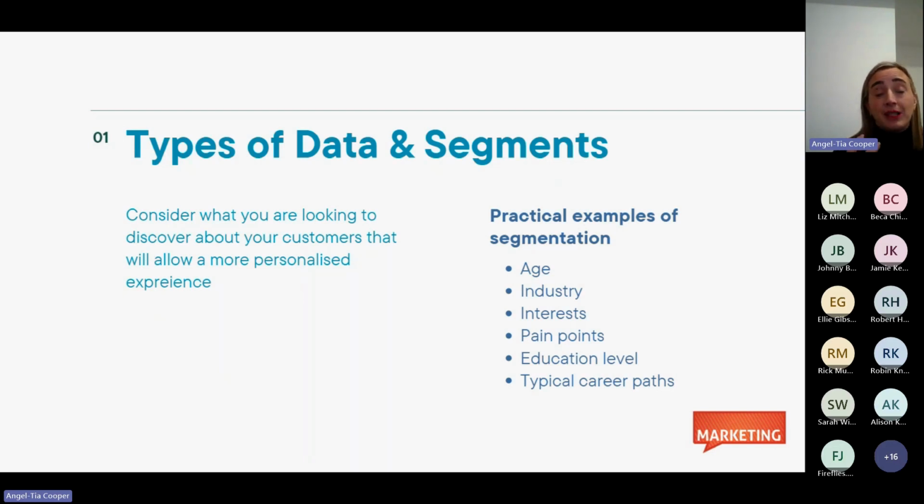Just looking at some practical examples: age, industry, interests, pain points, education level, typical career paths. By a typical career path, I mean, if you're trying to speak to managers who have typically made their way up from an apprenticeship in, say, an engineering background, then you will speak very differently, and the types of media they consume may be very different, to somebody who is, say, master's educated and went in at that level and works, I don't know, for a bank.